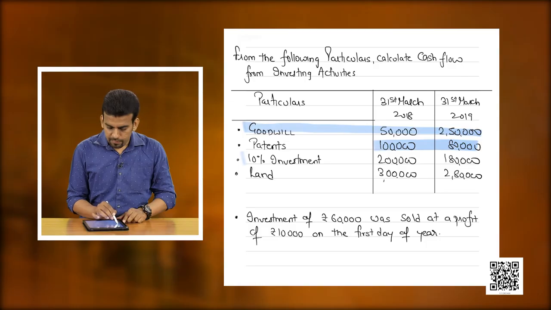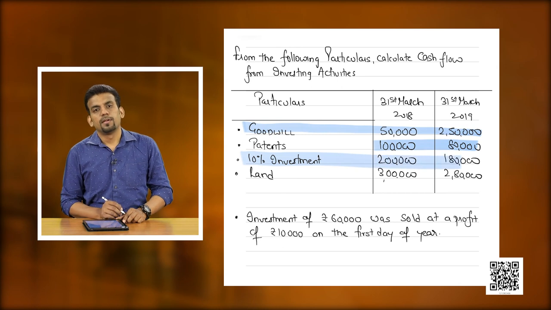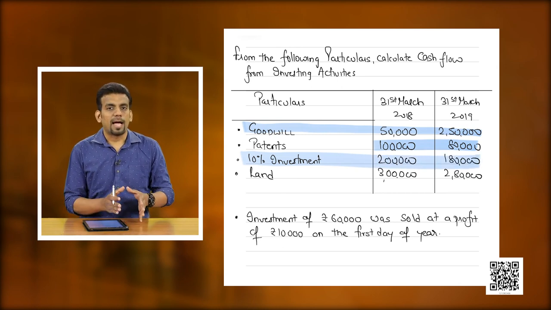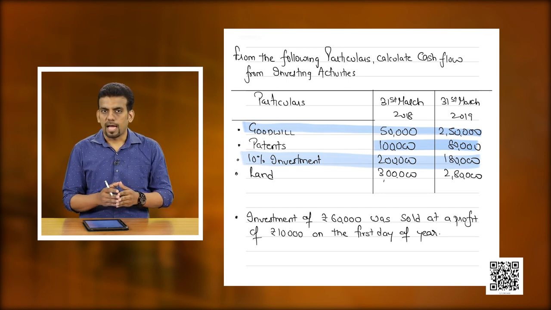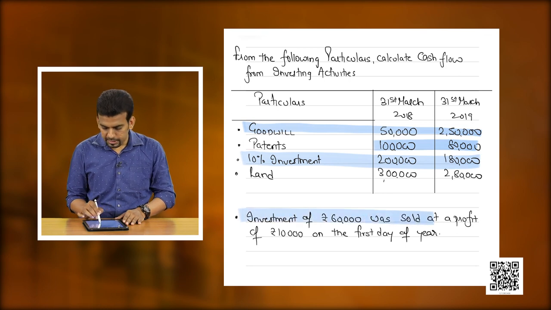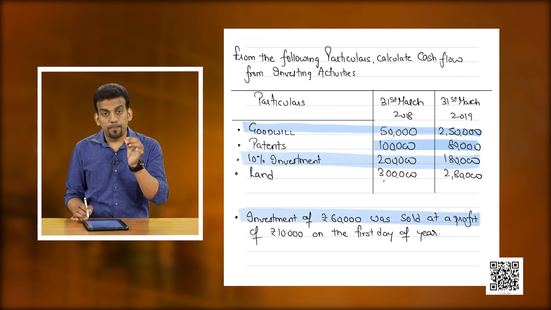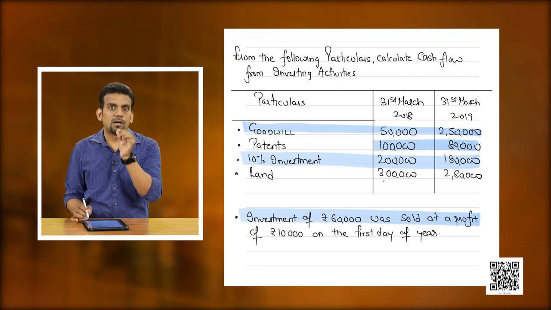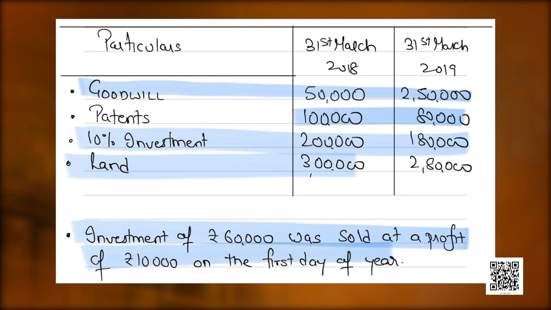Now, we have 10% investment, which has reduced from 2 lakh to 180,000. And do we have an adjustment on that? Yes, we have. Investment of rupees 60,000 was sold at a profit of 10,000. Okay, we will deal with that. And then after, we have land, 3 lakh to 280,000. Land has reduced and there is no adjustment on that. That means land is sold.